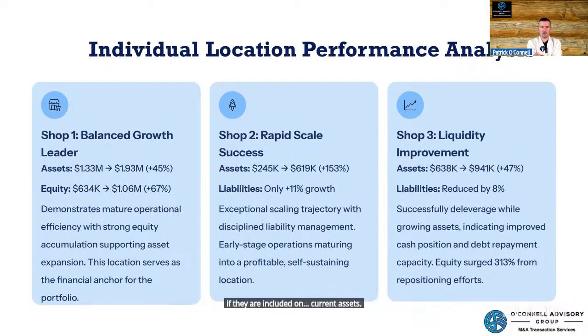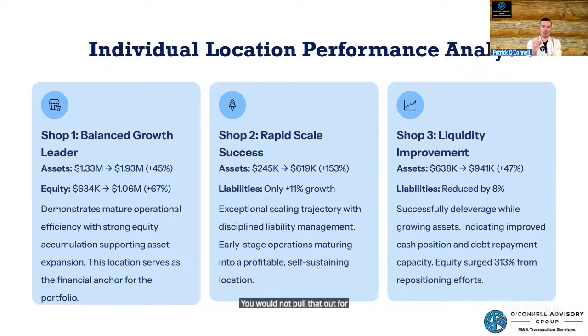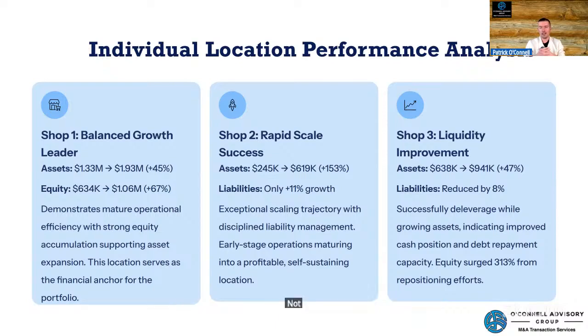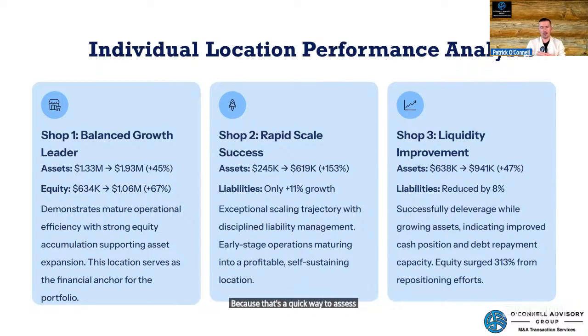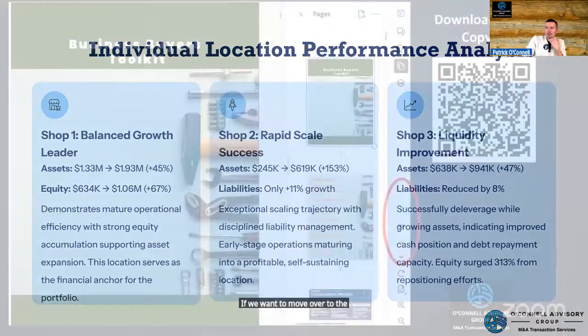One thing that people get tripped up over: if you see intercompany receivables but they're included as a long-term asset, you would not pull that out for net working capital, because net working capital is current assets less current liabilities. Not to be confused, it's still important you understand what those intercompany items relate to, because that's a quick way to assess if there are related party activities you have not learned about yet. If we want to move over to the next slide, we'll wrap this up in closing.